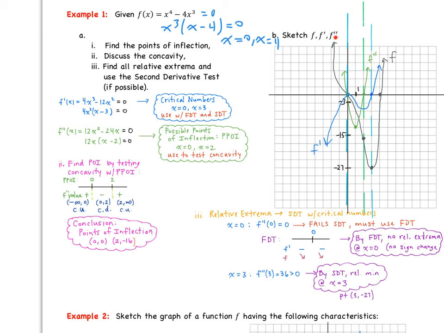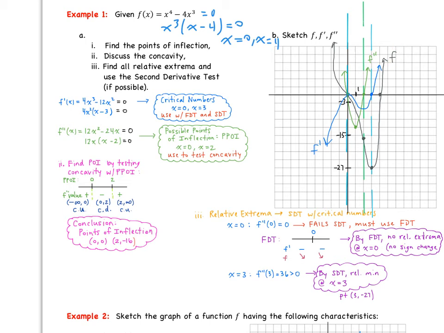Okay, so starting far left, I'm going to be concave down. Sorry, concave up. I keep mixing those up. We are concave up. Once I hit 0, my graph changes to concave down. Once I hit x equals 2, I'm back to concave up, and I will be concave up all the way through. So there is our graph of f.